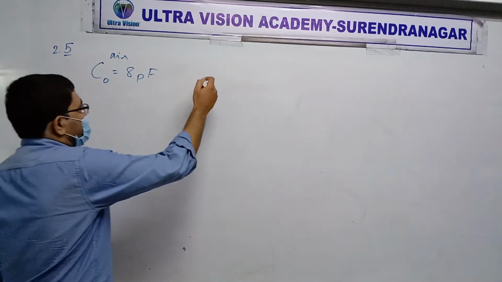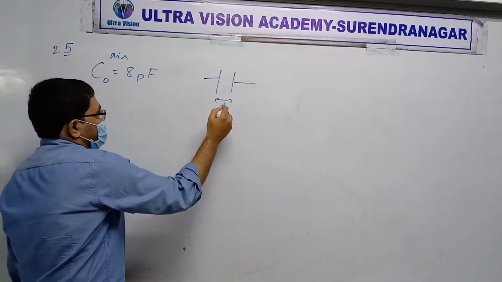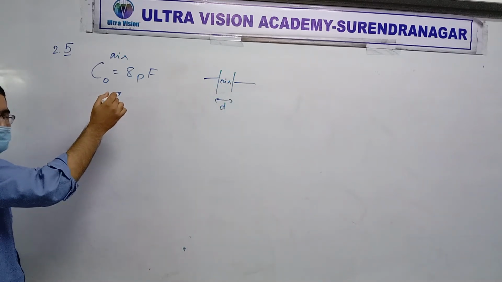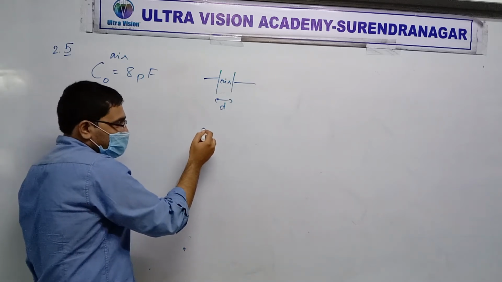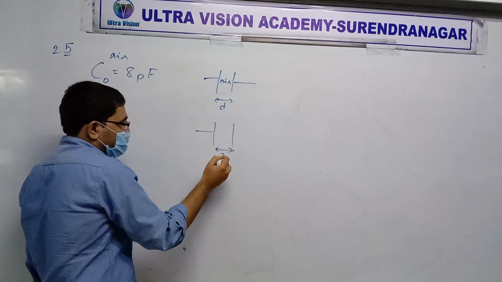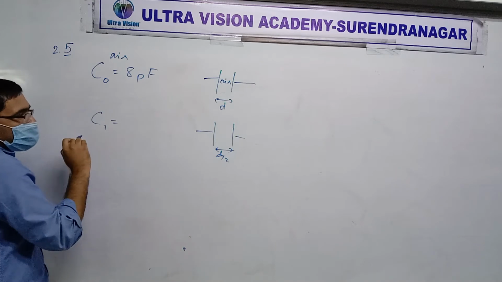So let's describe it in the form of diagrams. It will be easy that way. Suppose the distance between the plates of the capacitor is d, and there is air between them. This is the capacitor. First, what do we do? We reduce the distance to half. So now the new distance will be d by 2. Okay. So can you tell me what will be the new capacitance?